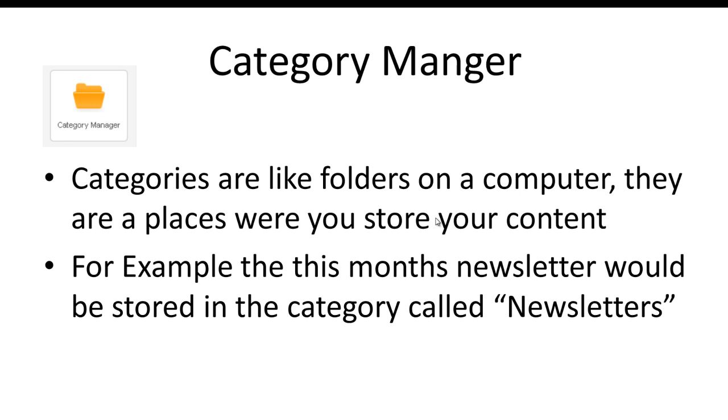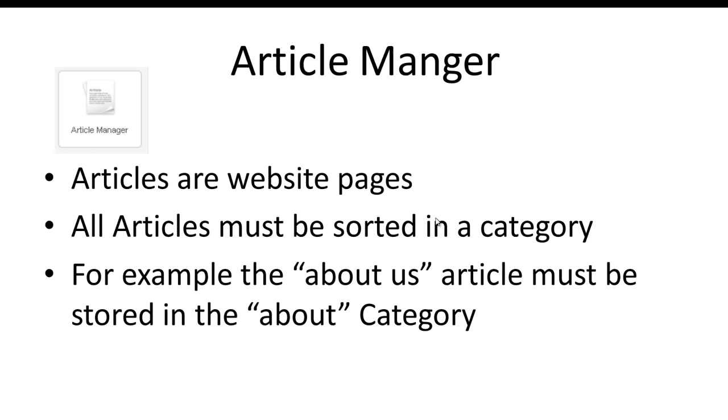The category manager. Categories are like folders on your computer. They are places where you store your content. For example, this month's newsletter would be stored in the category called newsletters. The article manager. Articles are web pages. All articles must be stored in a category. For example, the About Us article or the About Us web page would be stored in a category called About.